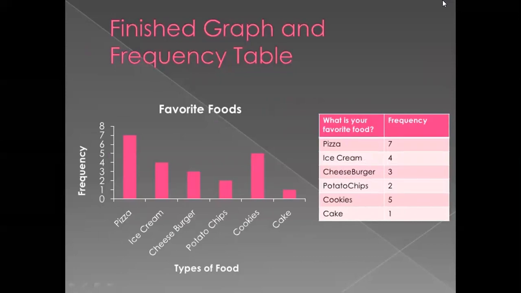It is easy to understand, easy to compare, and easy to conclude that most people like pizza. After that cookies, then ice cream, then cheeseburger, then potato chips, and fewer people like cake. So you can easily understand this.